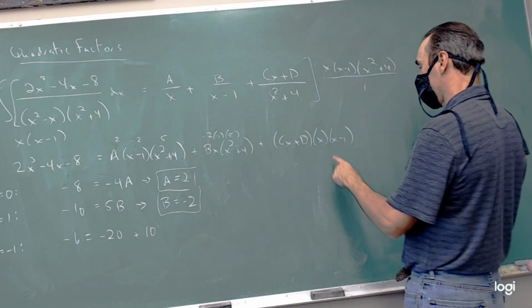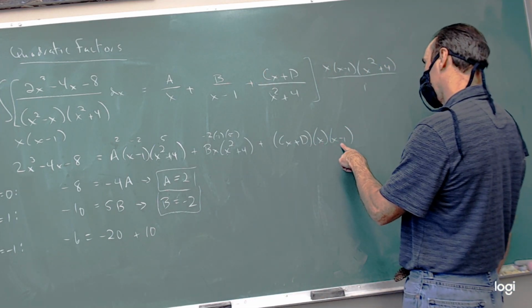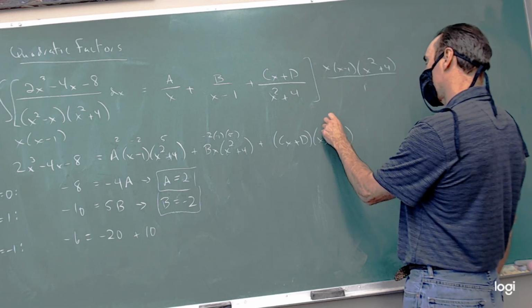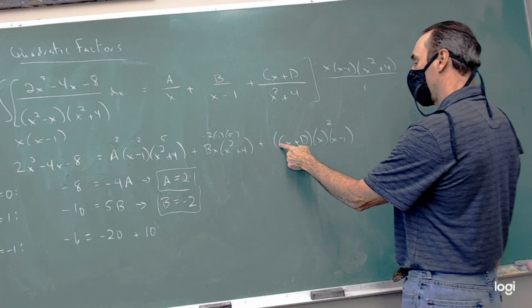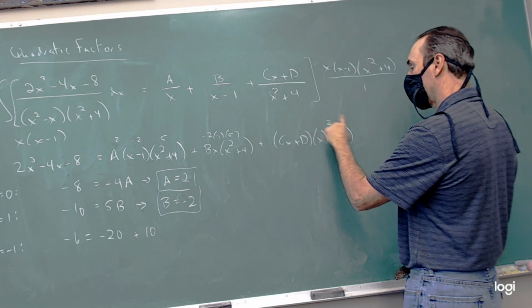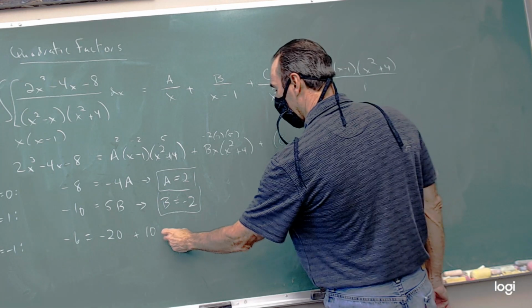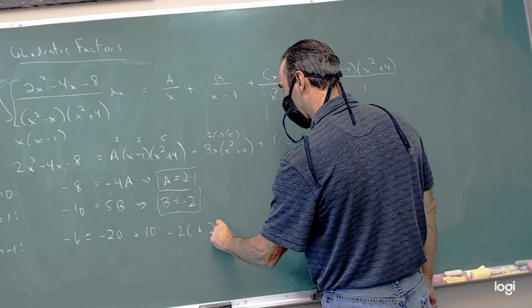And we're plugging in -1. So we get -1 times -2 is 2. -1 is going to be a -c, so that's going to be a -2c plus 2d. -2c plus 2d. Did I do that right?